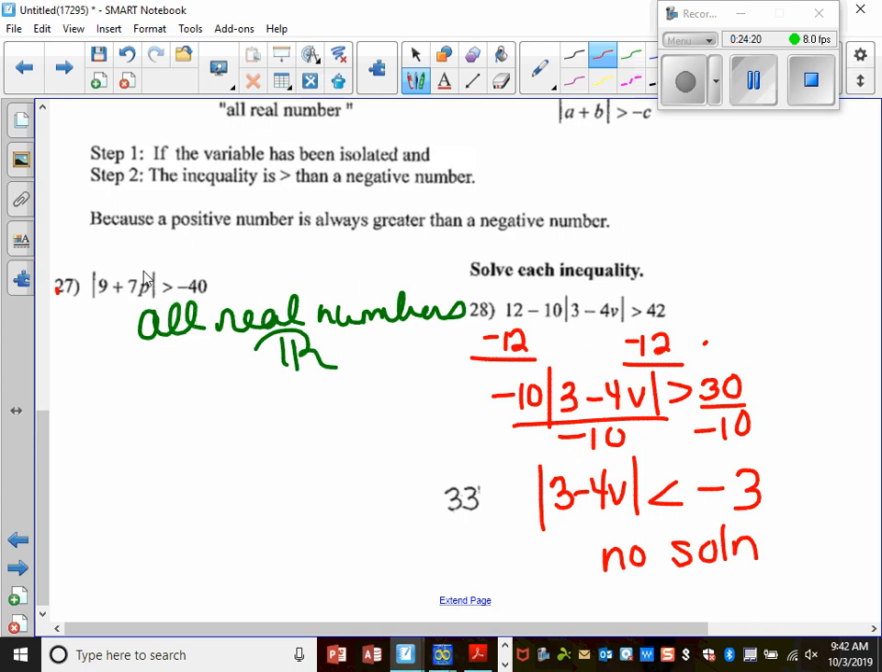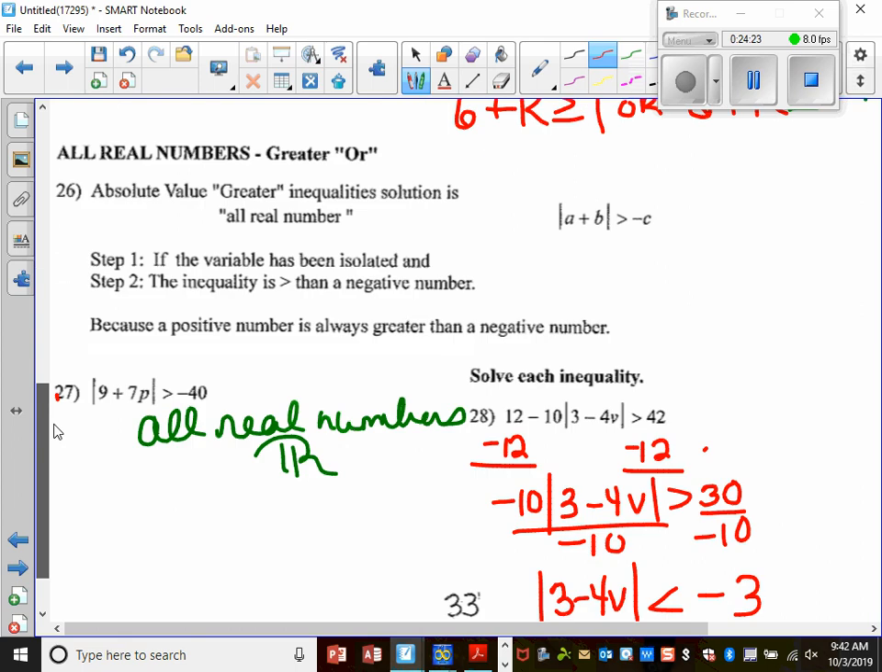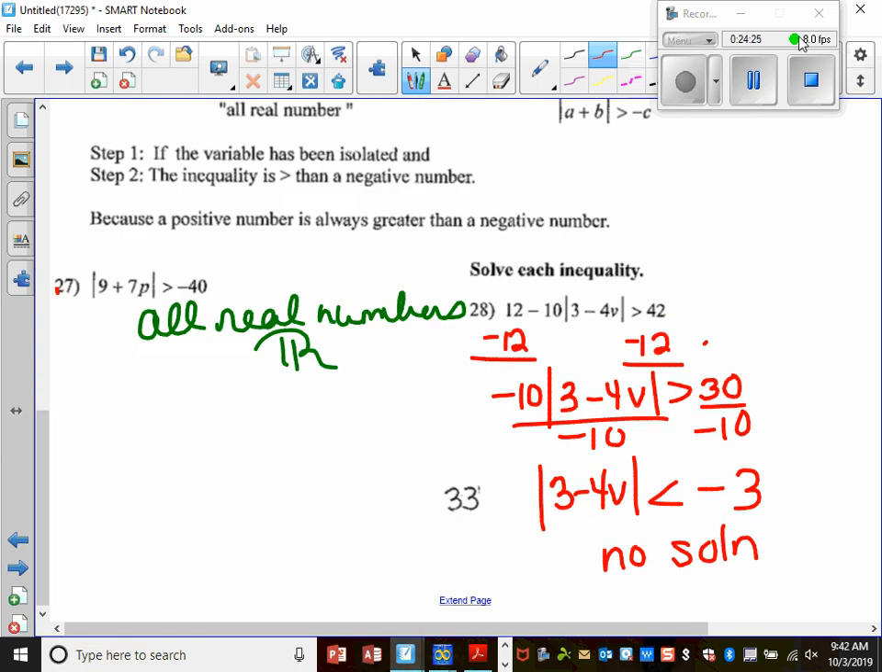All right, so any ones that I did not do from pages 31 to 33, go back and finish those up first.